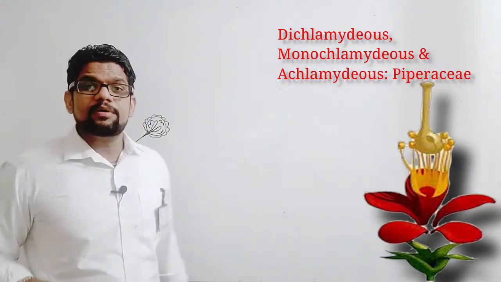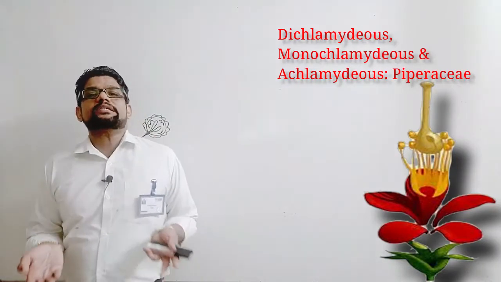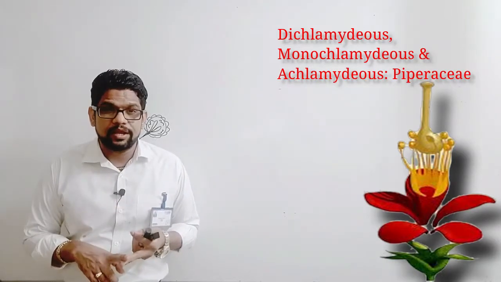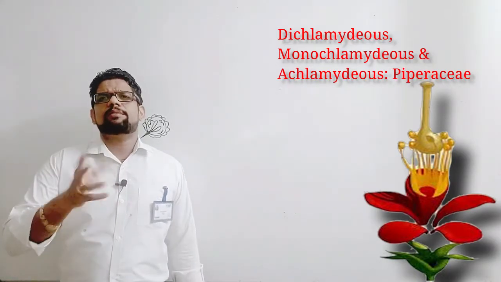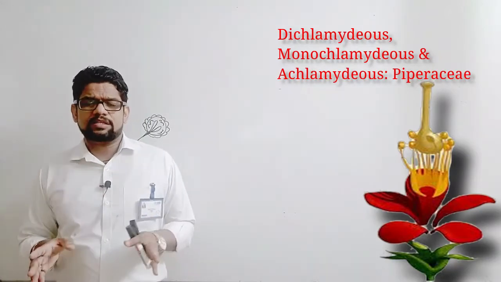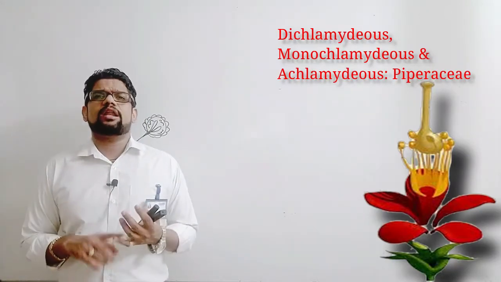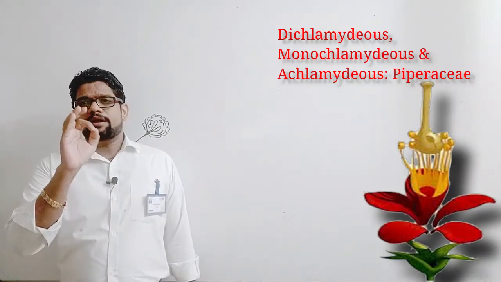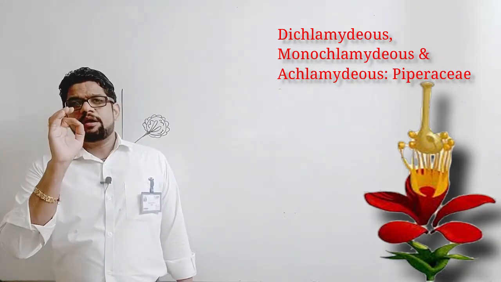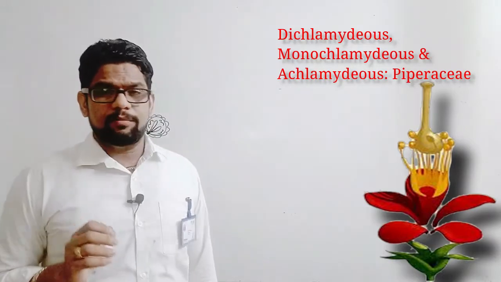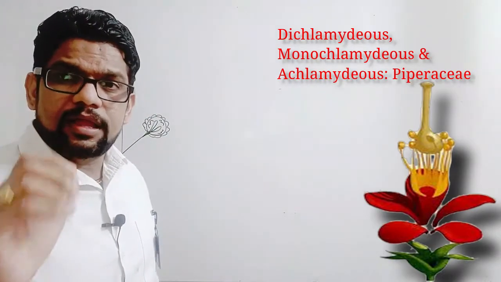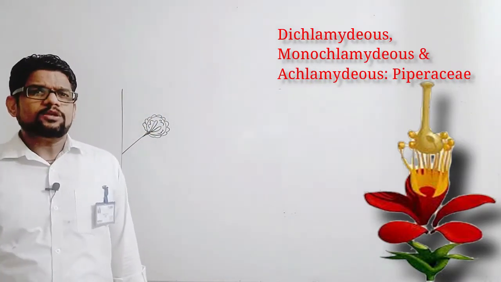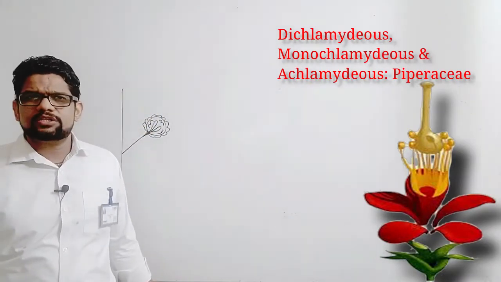They are monochlamydeous. While those flowers in which there is no calyx, no corolla, no perianth. Somewhere perianth may or may not be there. Generally, it is said that there is no calyx, no corolla, no perianth. They are called achlamydeous flowers, as in the case of Piperaceae. In the Piperaceae family, the achlamydeous condition is there. Getting energy? Clear?